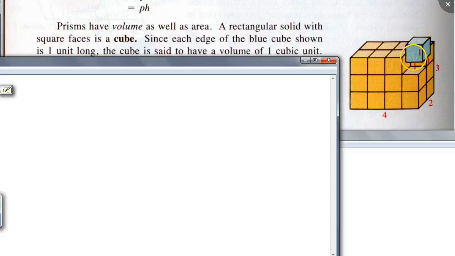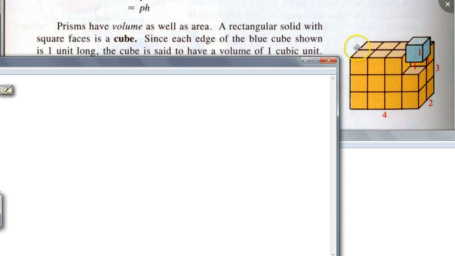So just take a look at this blue cube. This cube is made up of base and height and the length. It's all one by one by one. So therefore, we call this volume 1 cubic unit, right? So if this was 1 meter by 1 meter by 1 meter, it'd be 1 meter cubed, right, guys?